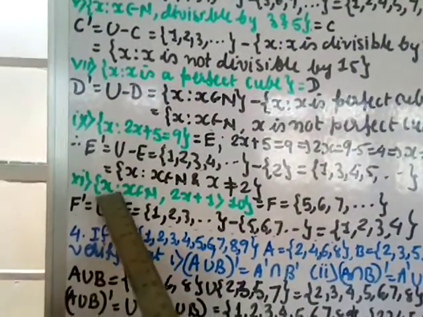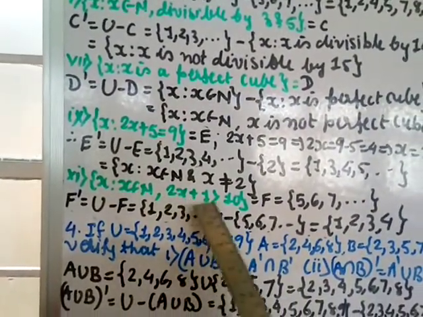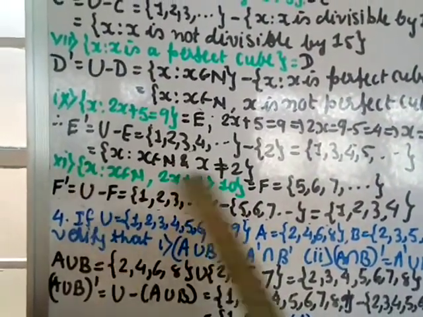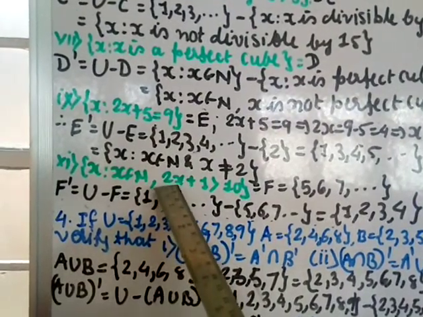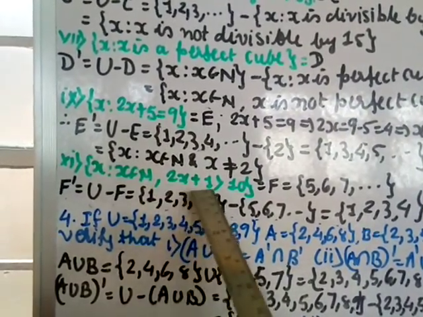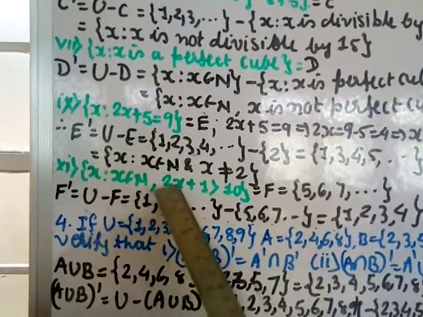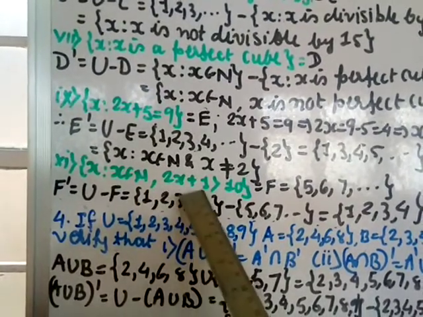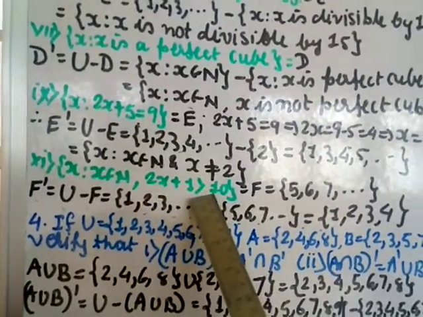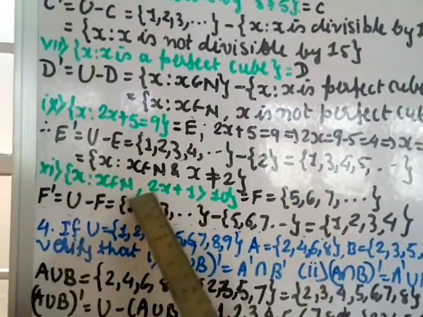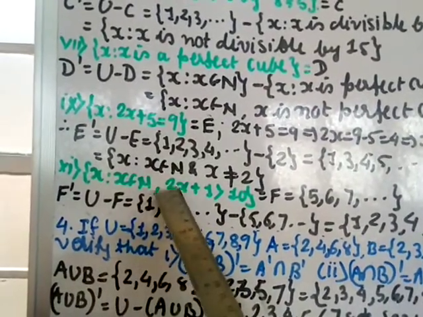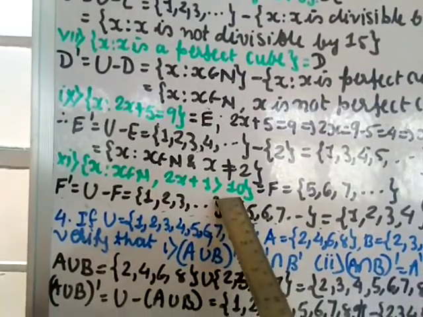Number 11, x such that x belongs to N, 2x plus 1 greater than 10. So I have to take all the numbers in this set which are greater than 10. If I put x value as 1, then 2 plus 1 is 3, which is not greater than 10. So we cannot take it. Then put 2: 2 into 2 is 4 plus 1, 5, not greater than 10. Then put 3: 3 into 2 is 6 plus 1, 7, not greater than 10. Then 4: 4 twos are 8 plus 1, that is 9, not greater than 10. Now put 5: 2 into 5 is 10, 10 plus 1 is 11, which is greater than 10. And if you go ahead with 6, that will also be greater than 10.